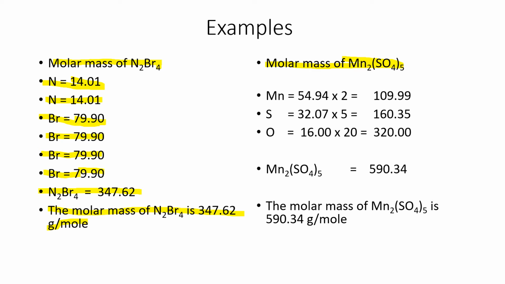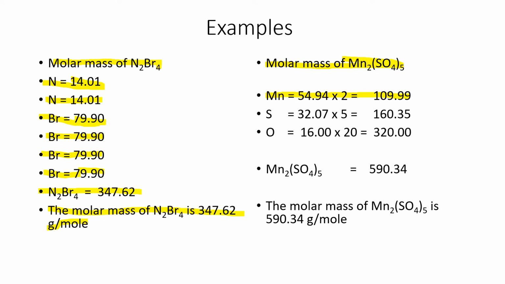Well, here, sometimes you may not want to list out everything individually, but you still have to count the pieces correctly. So I have manganese. Manganese on the periodic table comes in at 54.94, but how many manganeses do I have? I have 2, so I need to multiply that 54.94 times 2, and that's going to give me the 109.99.